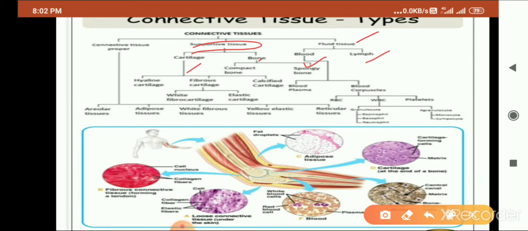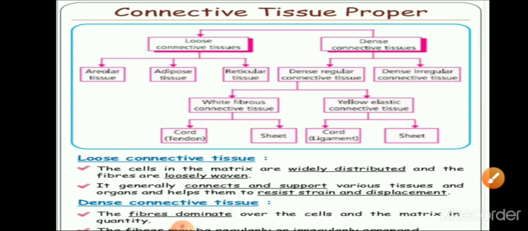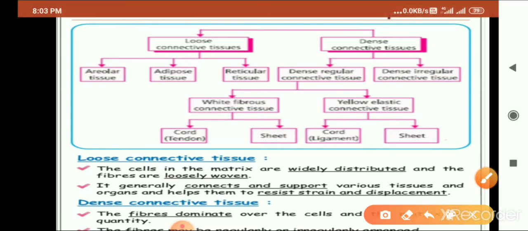Here we have the diagram to show where adipose tissue is present, that means where fat is stored in our body, and this is a figure to show the cartilage. And here we have the loose connective tissue, and we have the fibrous tissue also. The blood is a vascular tissue that transports the various substances. Now, the connective tissue proper is further of two types: loose connective tissue and dense connective tissue.